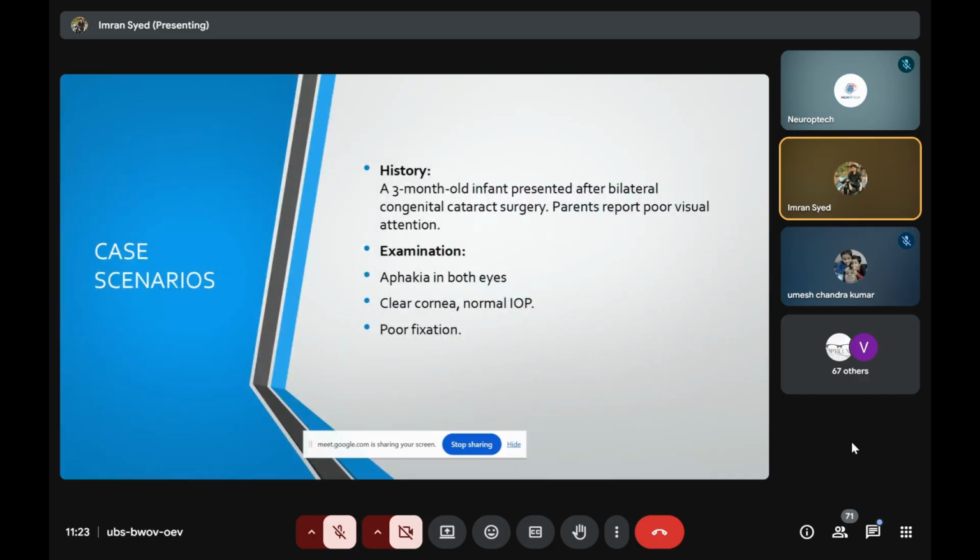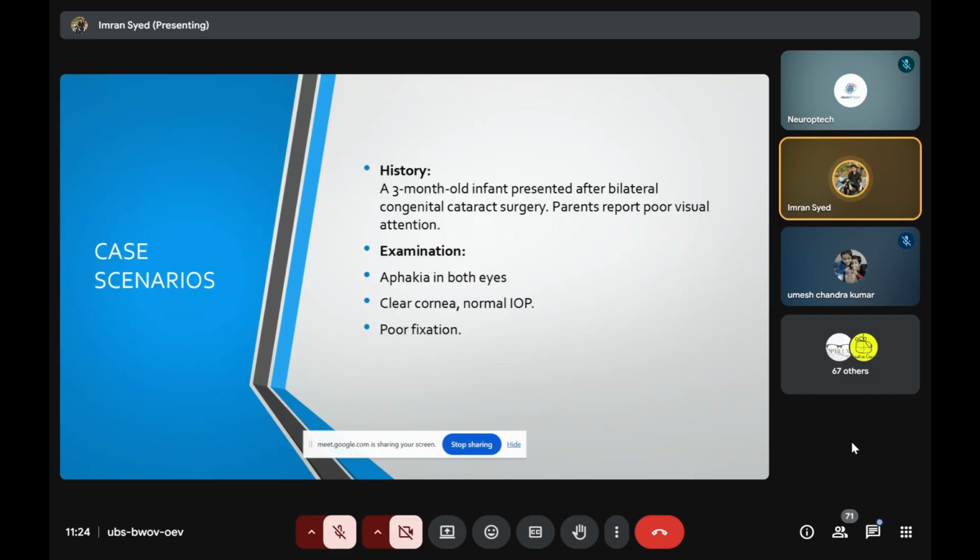Now we'll look at some case scenarios, what I've discussed earlier. History: a 3-month-old infant presented after bilateral congenital cataract surgery. Parents report poor visual attention because of high amounts of hypermetropia. As you have examined, there is aphakia in both eyes. The cornea is clear. IOP is also normal. Poor fixation is there because of uncorrected refractive error.